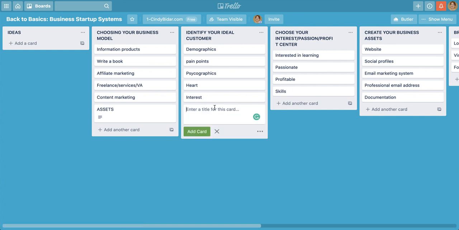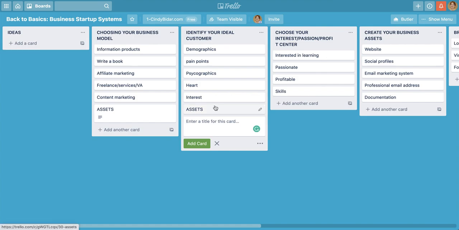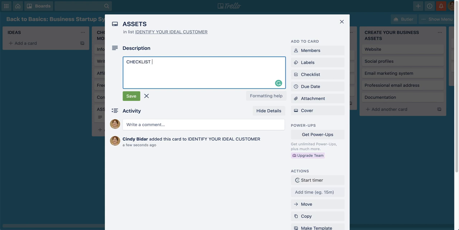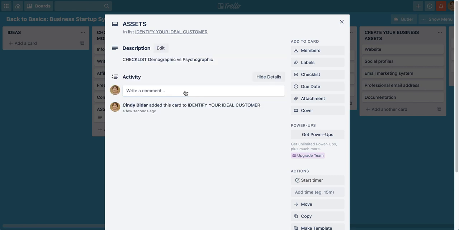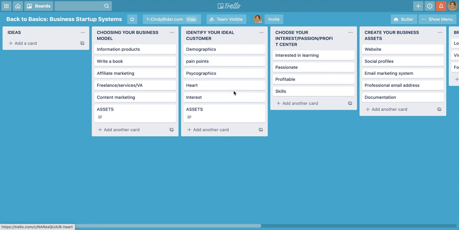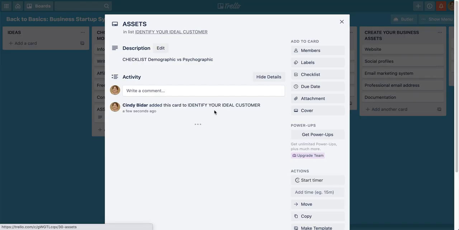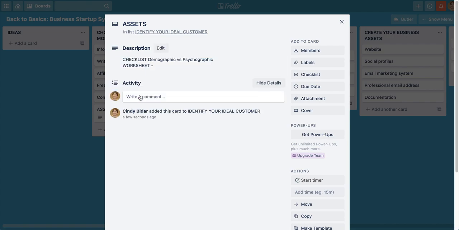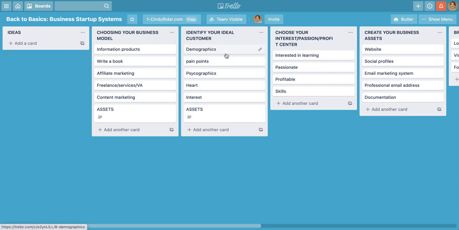Then under assets on this card or on this list, maybe we want to talk about... this is going to have some checklists. What else do we need in there? Maybe a worksheet. I don't know exactly what that worksheet's going to be about, but again, I feel like this needs a worksheet.